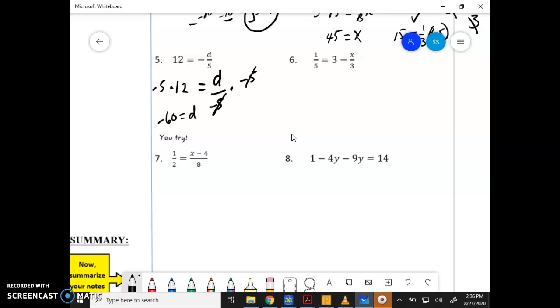So d is equal to negative 60. And again, if we wanted to plug that back in, if I put in negative 60 divided by negative 5, would that equal positive 12? Sure. All right.